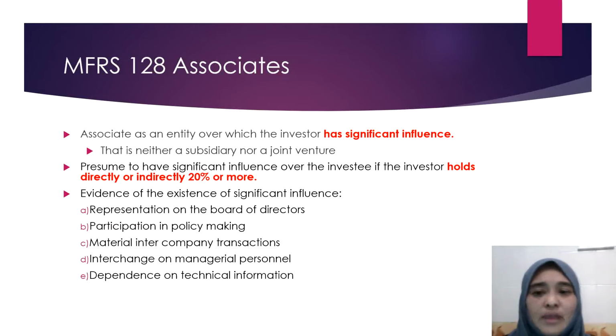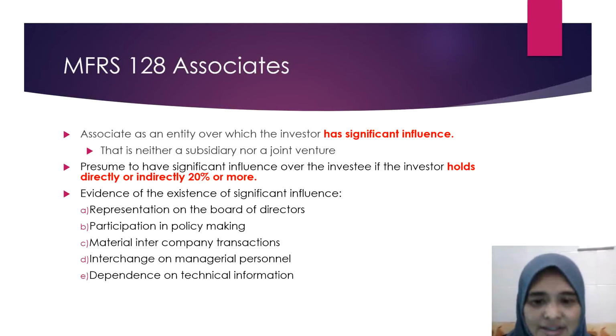So presume to have significant influence over the investee if the investor holds directly or indirectly 20% or more. Means associate has significant influence at 20% and more, but it cannot exceed 50%. So if less than 20%, it's not an associate. So what shall we call it? Simple investment. How do we identify that the investor has significant influence?